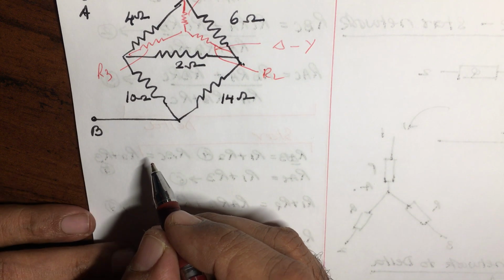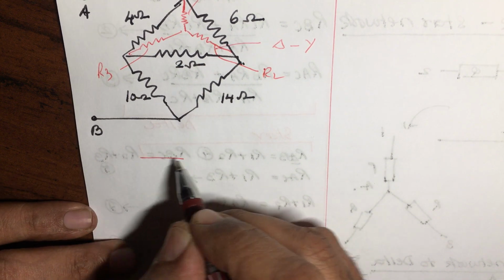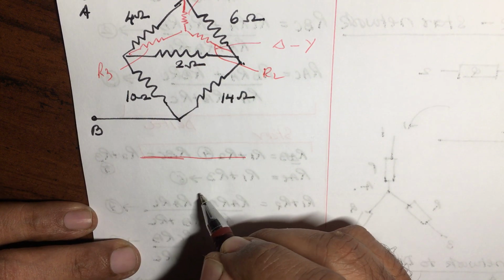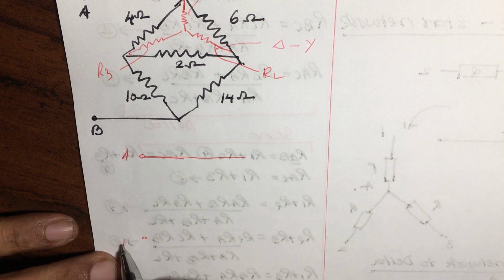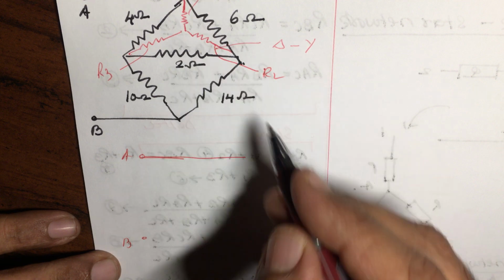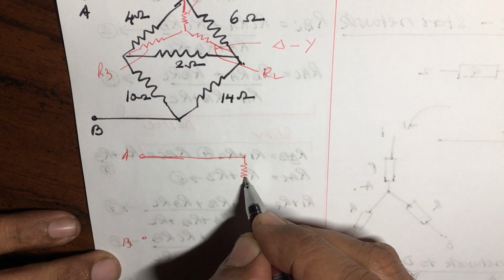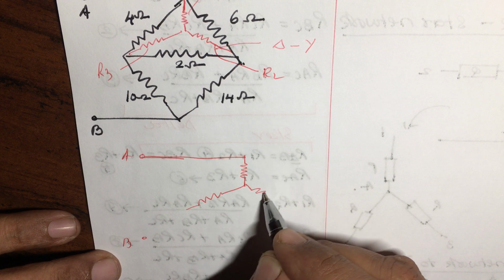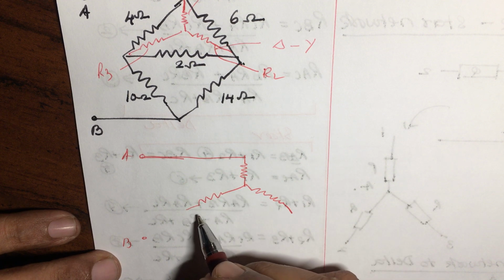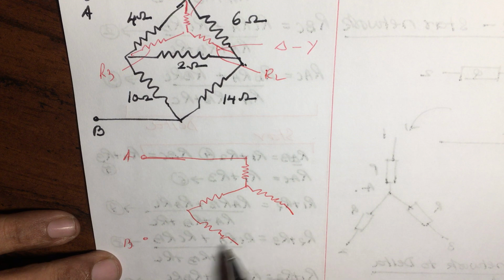Let me draw the equivalent circuit first. Then you will understand how it simplifies. So this is your A, that is your B. In the upper part you have this now, okay, then you have that, then you have that, and the lower part will remain the same.